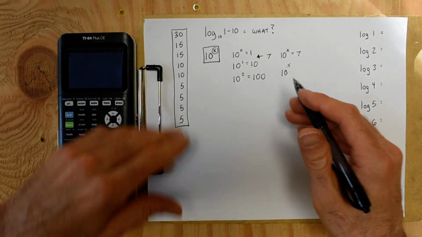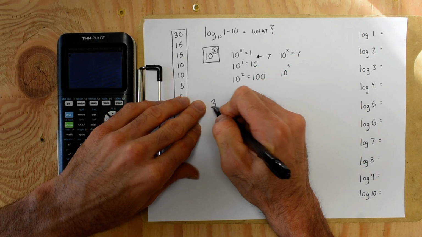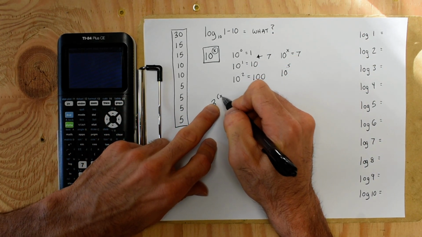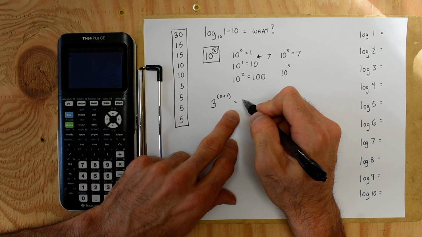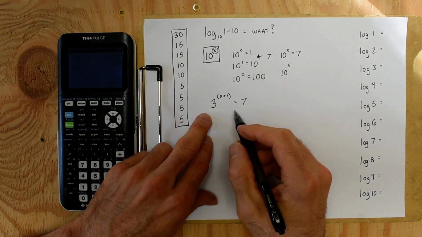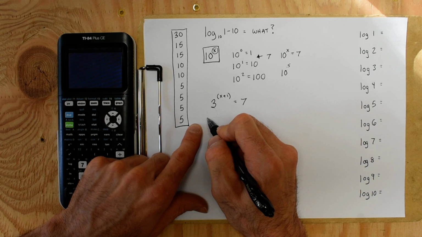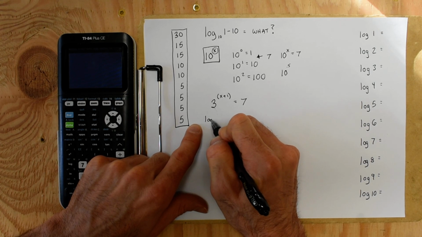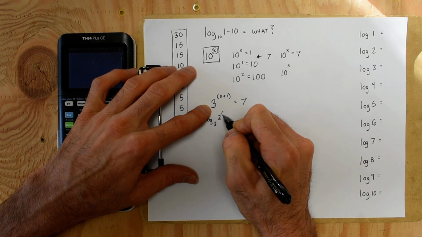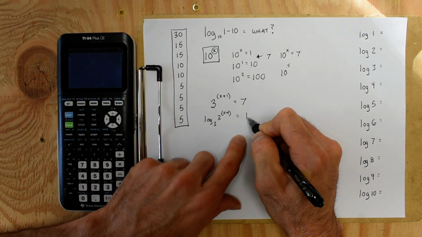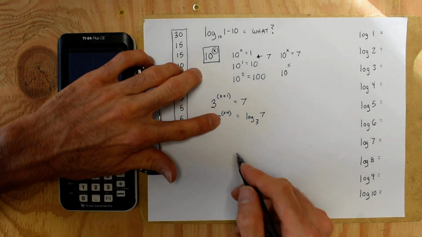And then where does this show up? Well, one of the math teachers that gets 1 million views does this: 3 to the x plus 1 equals 7. So we're kind of doing that. Now, I'm just going to do this real fast, because if you go log base 3 of 3 to the x plus 1 is equal to log base 3 of 7, all this just goes away.